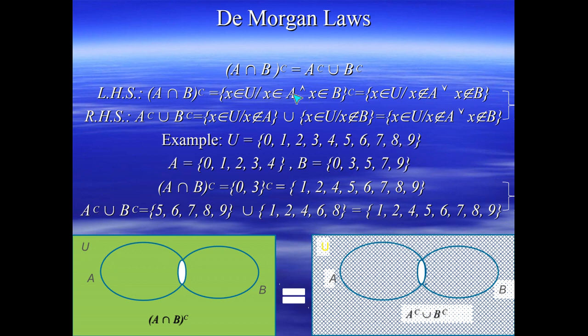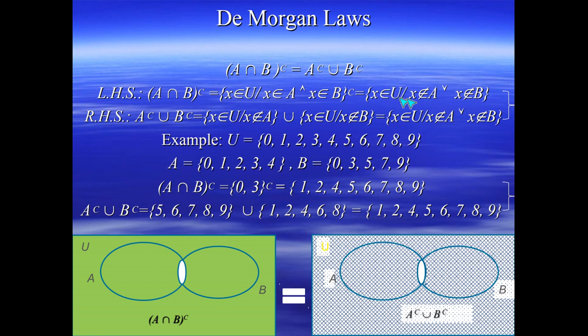X is element of A and X is element of B means if X is not an element of A, it is not an element of A and B. If X is not an element of B, it is not an element of A and B. And if X is not an element of A or B together, it's not an element of A and B. So what do I obtain? I obtain this.